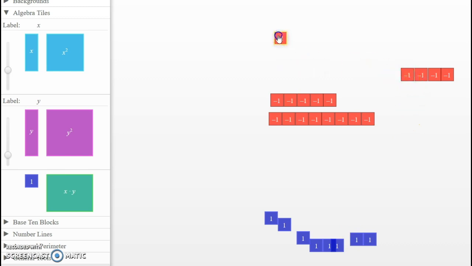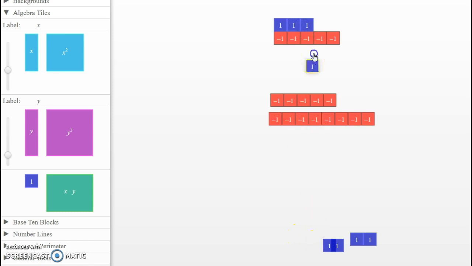However, if I have negative 5, 1, 2, 3, 4, 5, and we want to add 8, a positive 8, 1, 2, 3, 4, 5, 6, 7, 8. I see that this result is positive 3. So that's why the first two both were not equivalent.